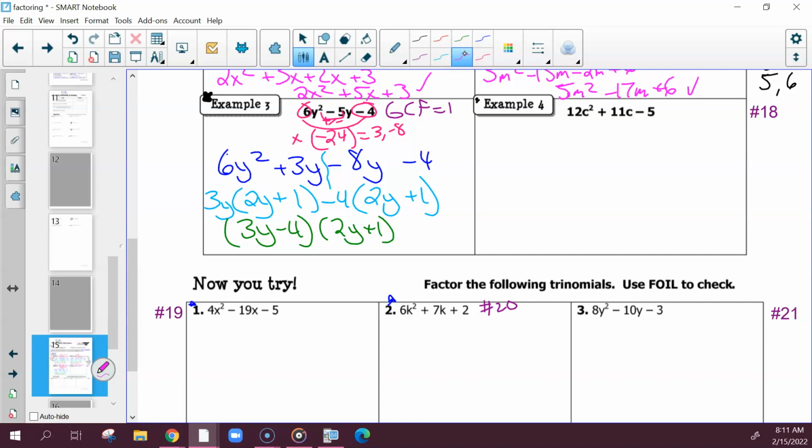Just to make sure that works, 3y times 2y is 6y squared. 3y times 1 is positive 3y. Negative 4 times positive 2y is negative 8y. Negative 4 times 1 is negative 4. 6y squared minus 5y minus 4. With 2 numbers, 1 of your factors has to be negative. The bigger number would be the negative. That rule still applies.